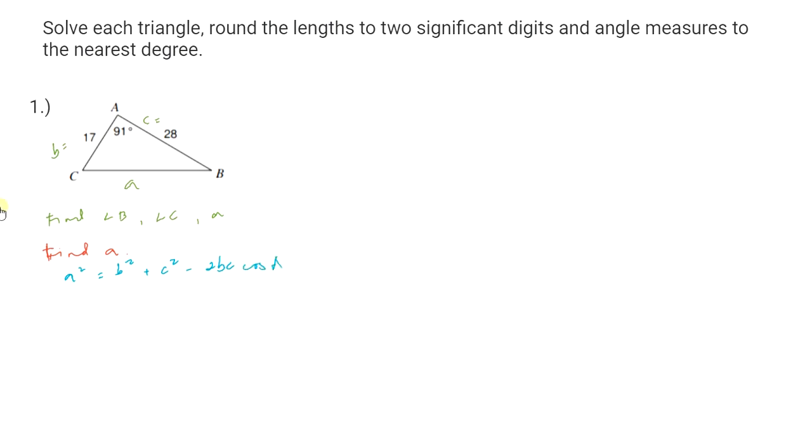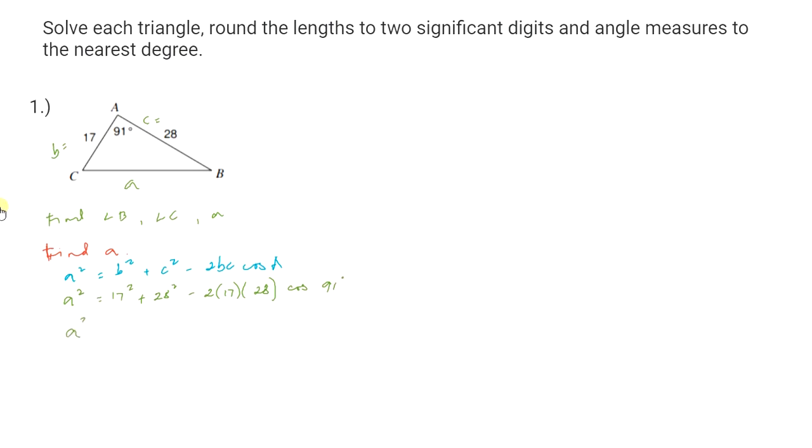And to solve that, let's substitute all the given values to our formula. So we have A squared is equal to, our B is 17, so we have here 17 squared, plus our C is 28, so we have 28 squared, minus 2, times the value of B, which is 17, times the value of C, which is 28, times cosine of our angle A, which is 91 degrees.